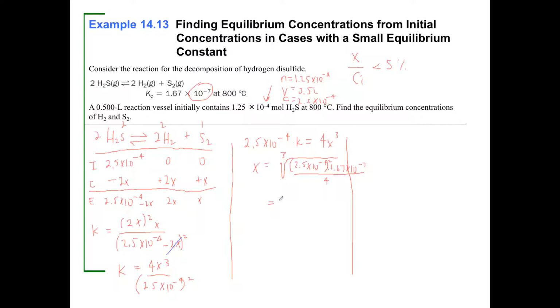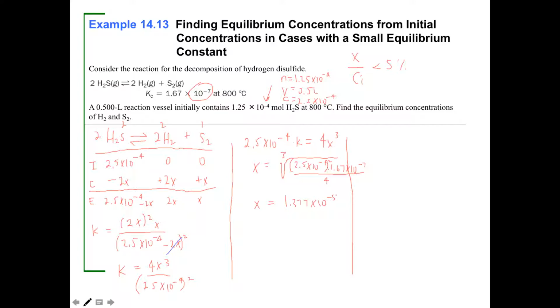2.5 times 10 to the minus 4 squared times 1.67 times 10 to the minus 7 divided by 4, cube root. This gives me 1.377 times 10 to the minus 5. Okay, that's what x is.